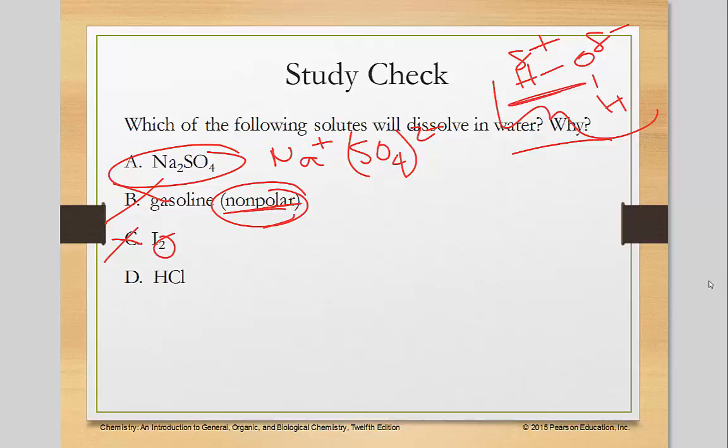HCl, if we look on the periodic table, these are two different elements. Cl is here, H is here. Chlorine is closer to fluorine, so the electrons are going to be drifting towards the chlorine. Because there's a difference in electronegativities, we have a partially negative and a partially positive end. Therefore, it's going to interact with the water.